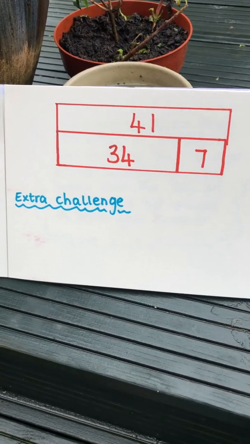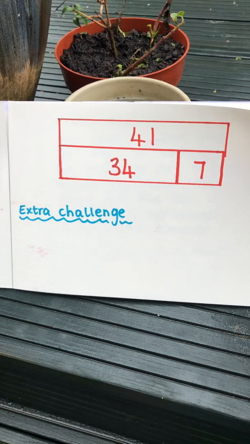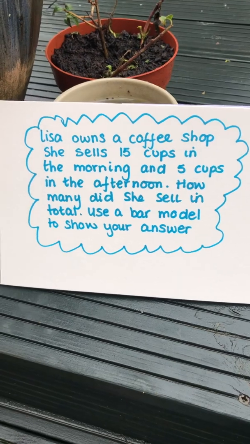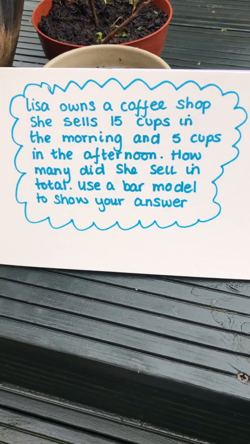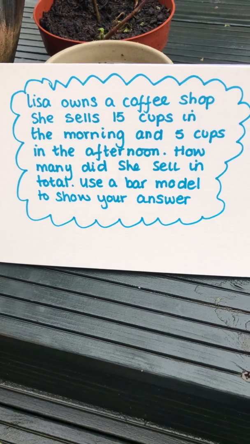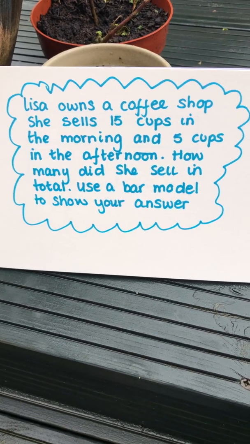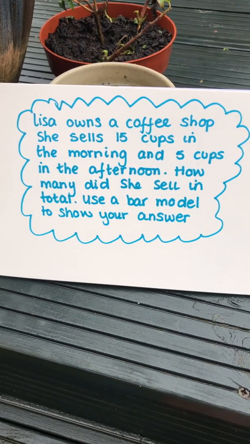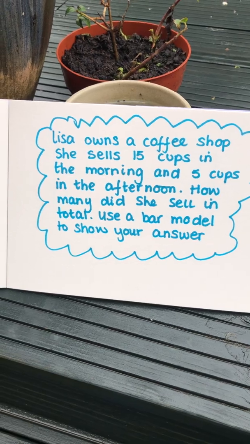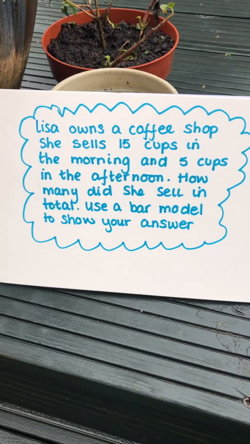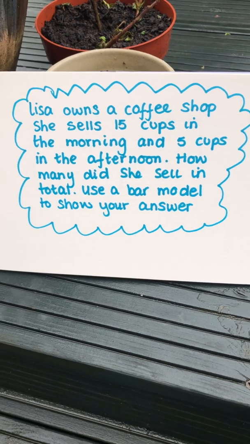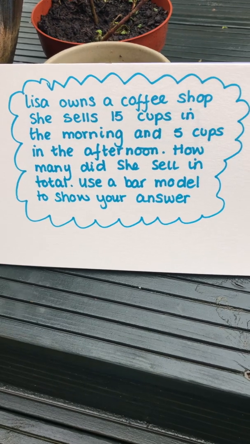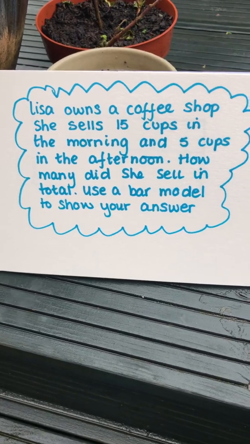Now there is an extra challenge today, and you will also find this on the home learning page of the school website. There are some worded problems all about bar models. So remember, when you're looking at worded problems, you need to make sure that you have the relevant information, the information that is important for your number sentences and your part whole models or your bar models. It's always important to look for the important information first. So we're going to read the whole thing together.